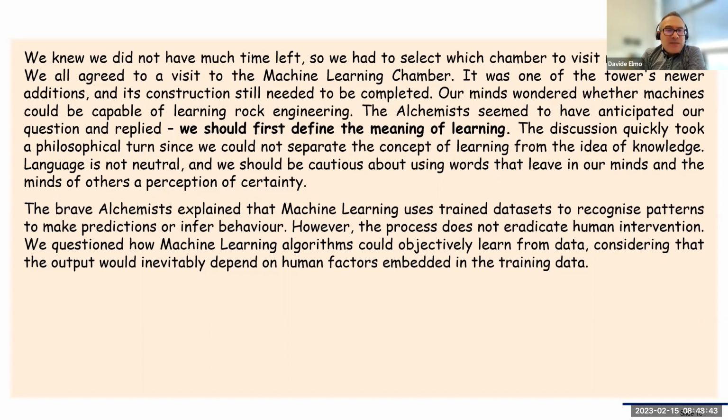The brave alchemists explained that machine learning uses trained data sets to recognize patterns and make predictions of inferred behavior. However, the process does not eradicate human intervention. And therefore, we question how machine learning algorithms could objectively learn from data, considering the output would inevitably depend on human factors embedded in the training data.